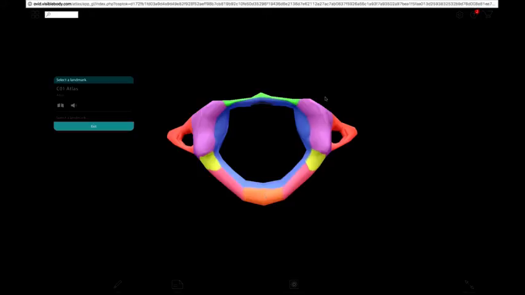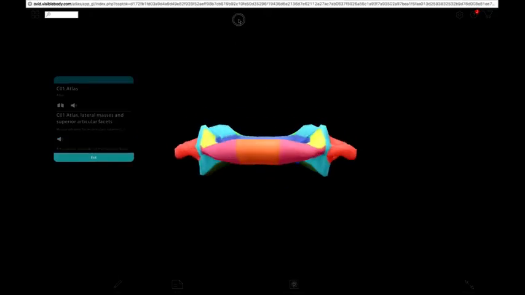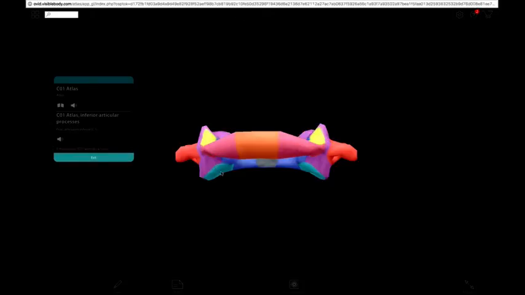We notice also these large structures here are the lateral masses, and yes, they're going to have articular facets on them, and that would articulate with the occipital condyles, and then the inferior articular facets would articulate with the superior articular facets of C2, or the axis.